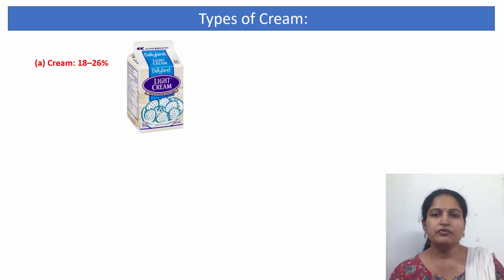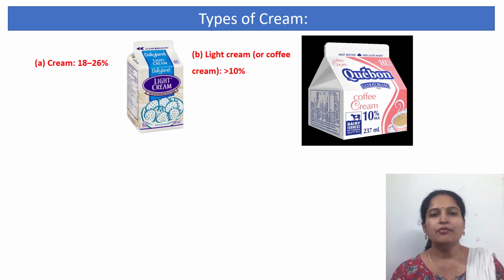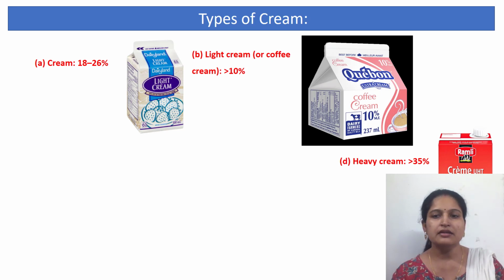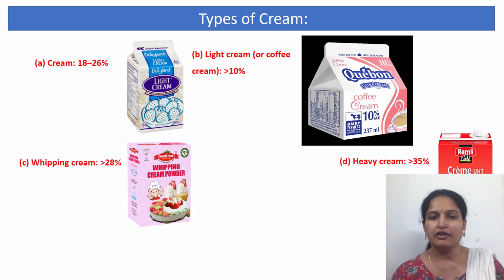Now, a few common terms which we usually encounter in our daily life. If a product is labeled as cream, then it must have some 18 to 26% of fat. Now we have light cream or coffee cream. It contains fat less than 10%, and heavy cream, its fat content is more than 35%.